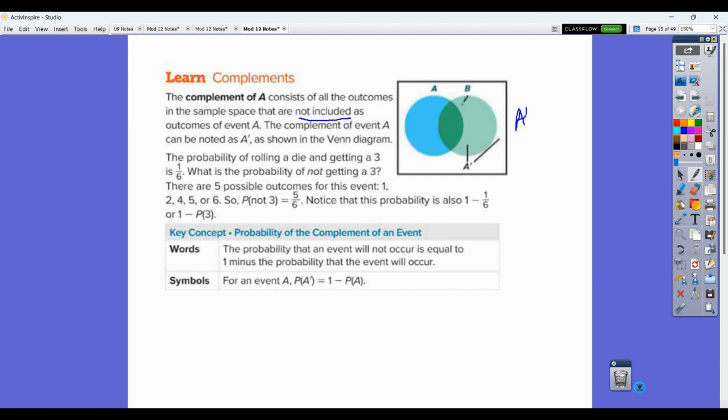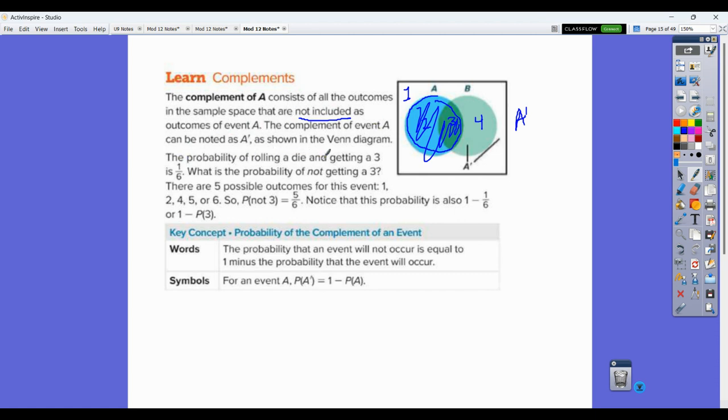So A prime, if we said we had like one outcome that wasn't in A or B, we had 2 here, we had 3 here, we had 4 here. So if I give you all of those numbers, A prime includes everything not in A. So you take all of A and you get rid of it and you count everything else. So you would count the 1 and the 4 that are here, and there would be 4 possibilities in there. Okay, so not included. The complement of A can be noted. Oh, sorry, I did that one already.